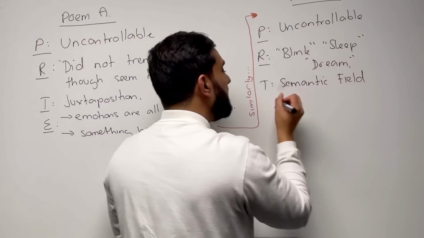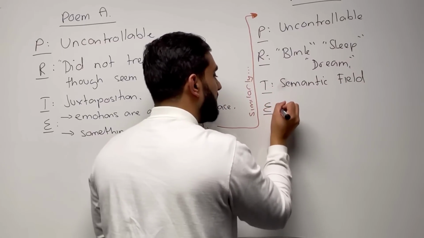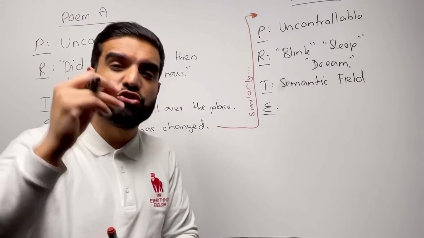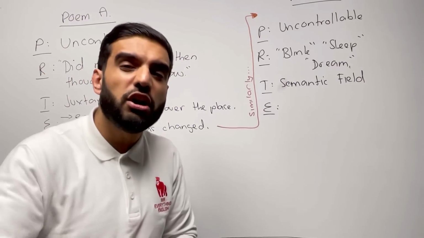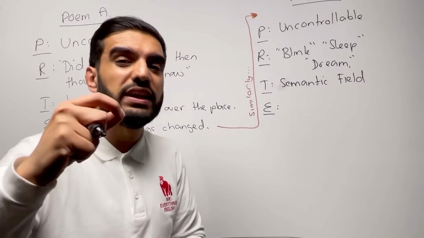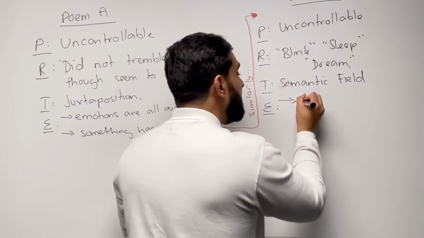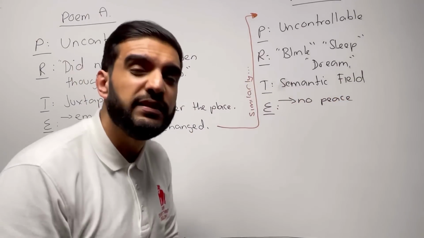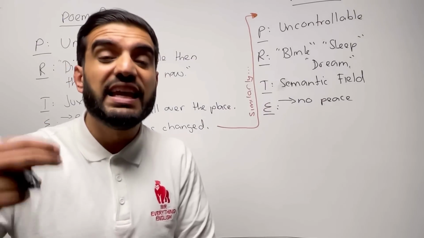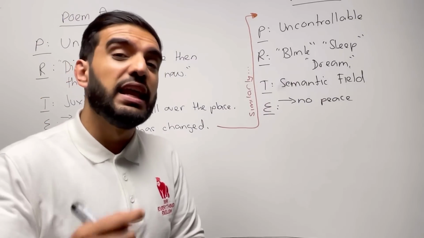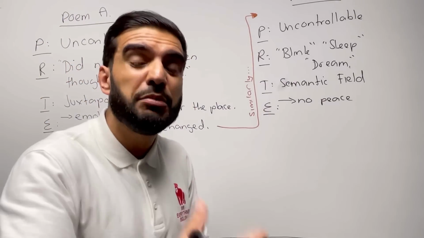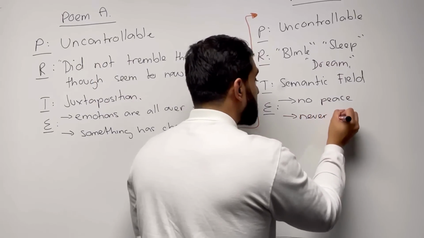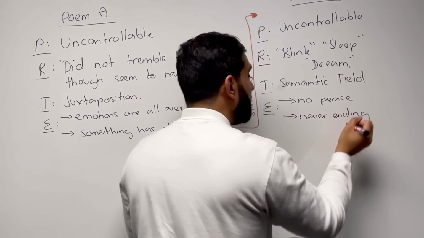Now, what is the effect of the semantic field? Guys, the fact that when this guy is blinking, sleeping, dreaming, the fact that he can't get over what he's seen and what he's done, it shows that he has no peace. When he's supposed to be at ease, when he's supposed to be resting, even then he has no peace. Furthermore, guys, let's add a little bit more. Therefore, guys, his inner conflict is never ending.